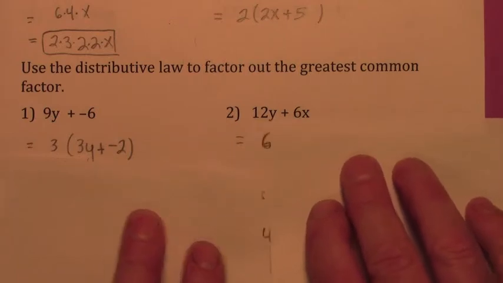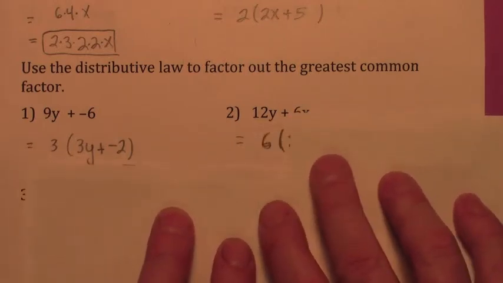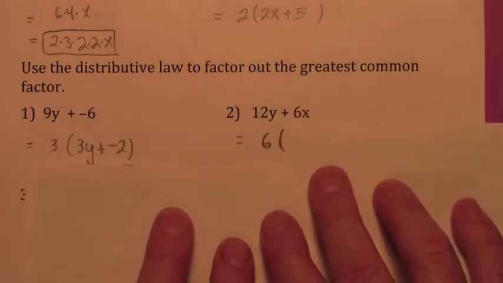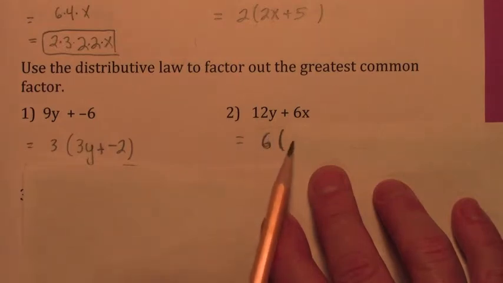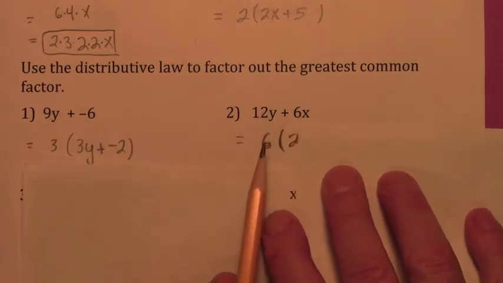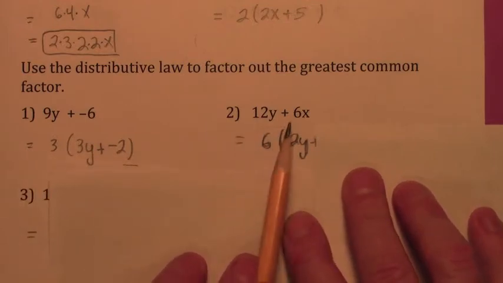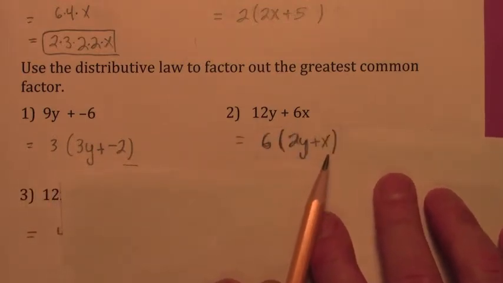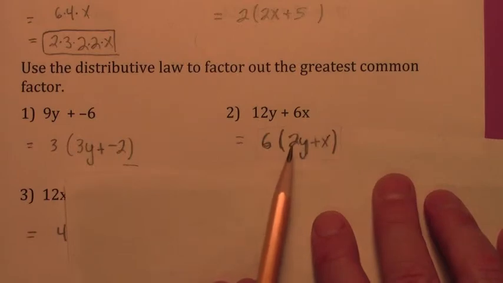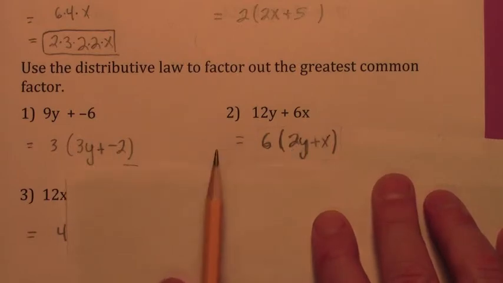So you take the 6 out. Now the question becomes, okay, what's left inside the parentheses? 6 times what equals 12y? The answer is 2y. And then the next question is 6 times what is 6x? It has to be an x. So this would be considered factored using the distributive law.